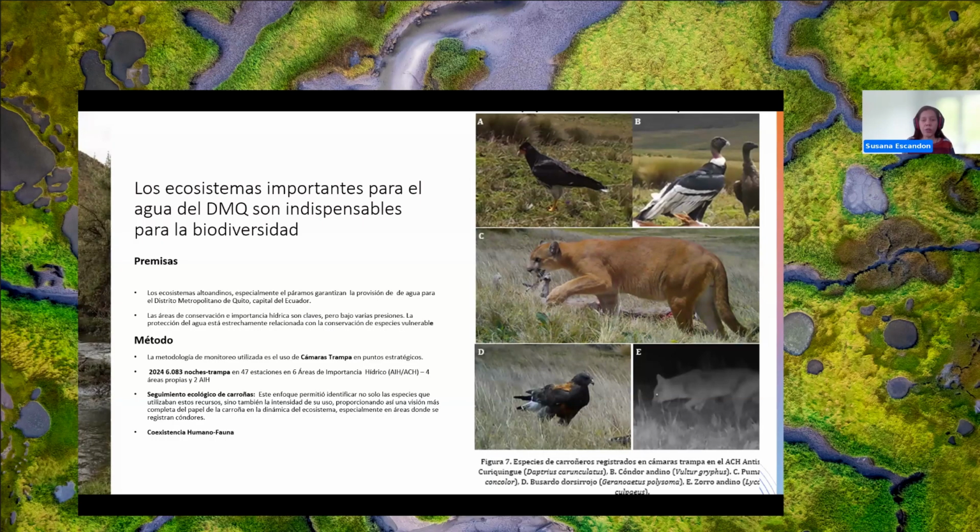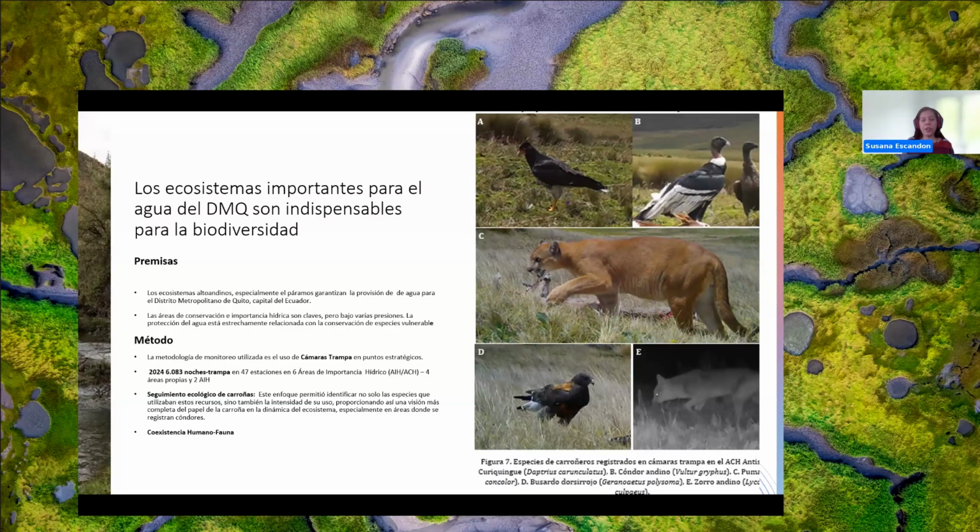How do we do this? Currently, the monitoring methodology uses camera traps at strategic points. In 2024, we had 6,086 trap nights at 47 stations in 6 areas of water importance: 4 of our own areas and 2 areas of importance around Quito.